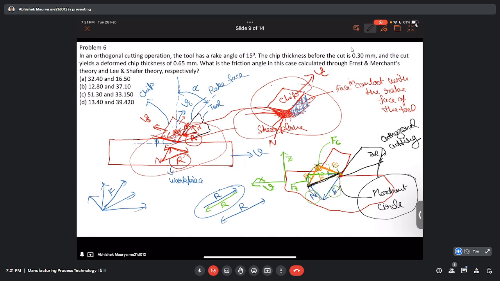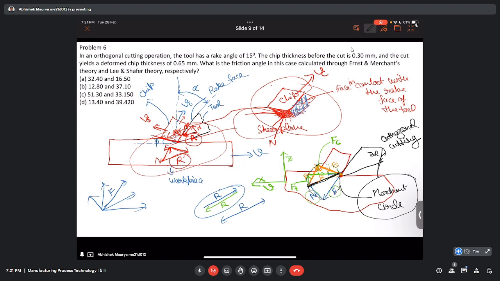So what does the Merchant circle show? It shows the relationship or geometrical representation of the different forces involved in the cutting process. There are different angles which I want to show here.